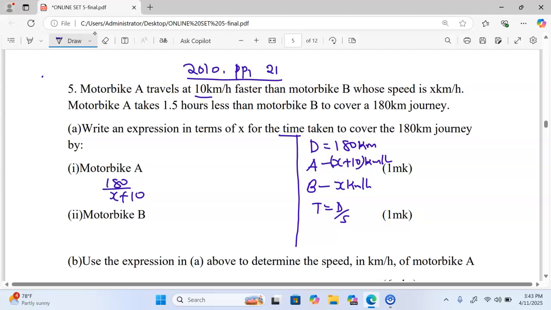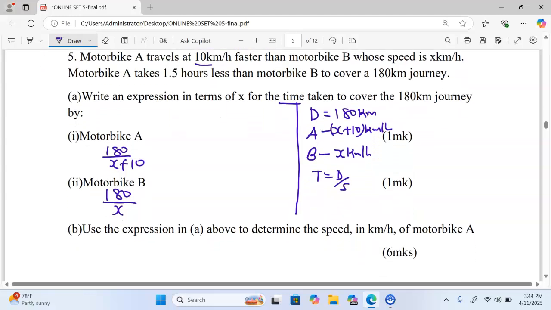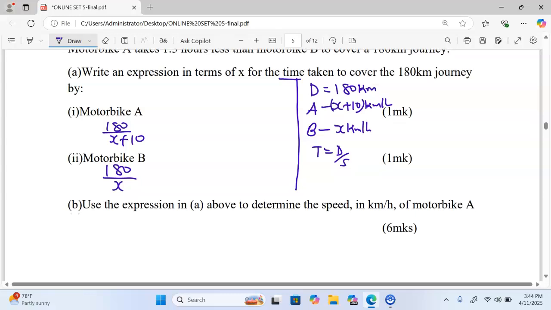B is going to cover a distance of 180 using a speed of x, and if you take the distance over speed, you'll also get the time in hours. Once we have the two expressions, we go to part B: use the expression in A above to determine the speed in kilometers per hour of motorbike A.